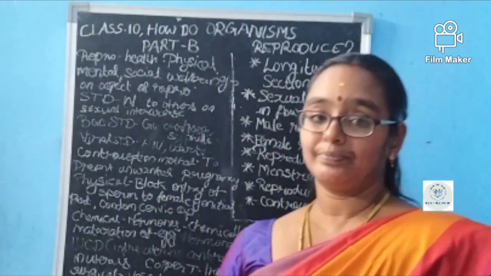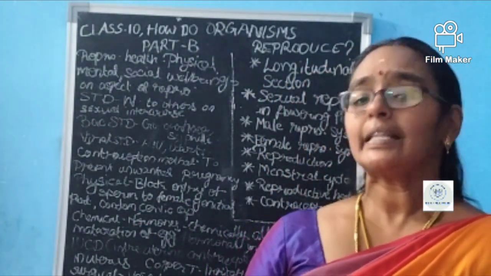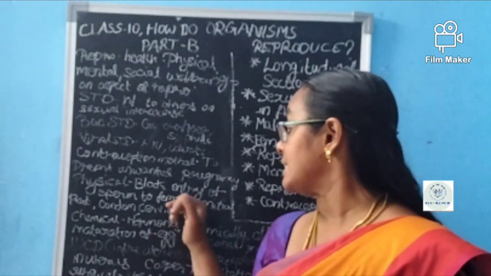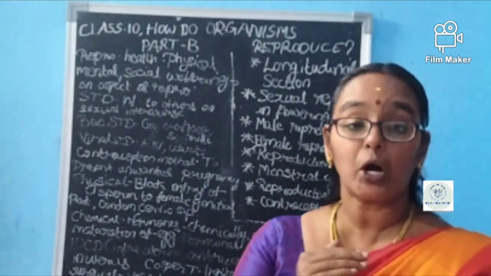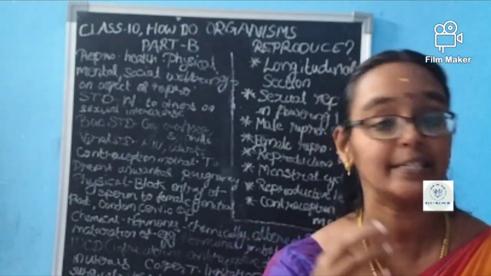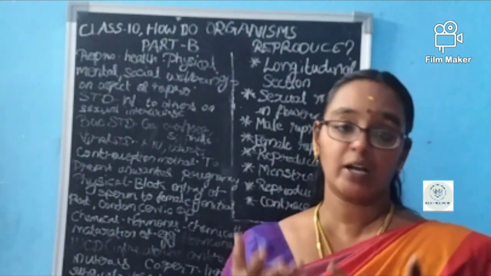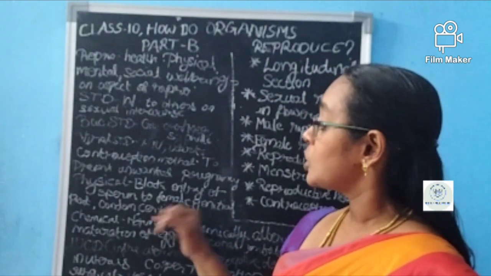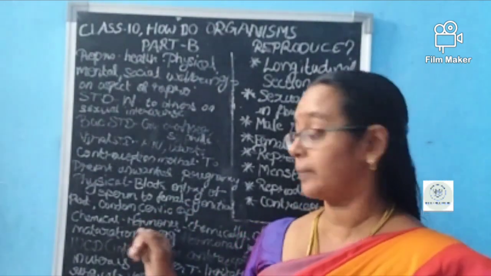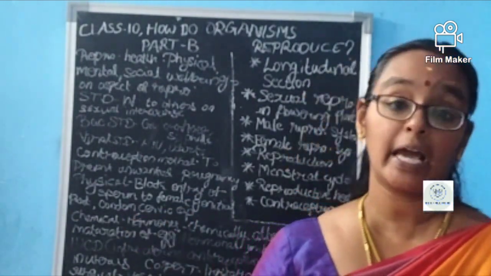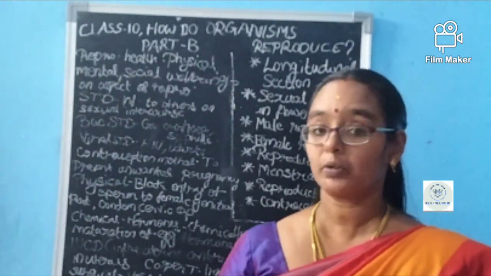First, the physical barrier. Here they are blocking the entry of the sperm into the female genital part, so that the fertilization of the egg will not happen. What are the things for that? Usage of condom, cervical cap, and diaphragm are the methods for that.